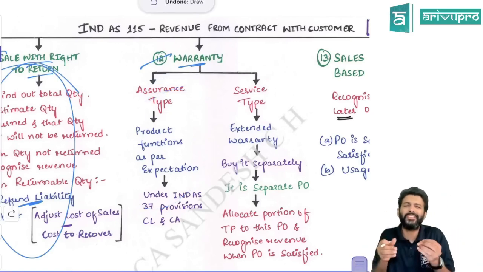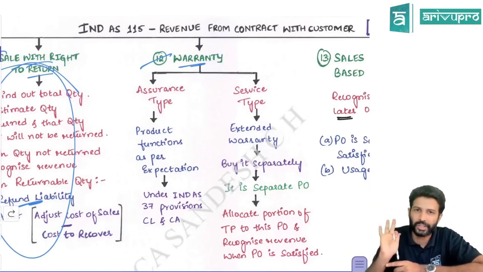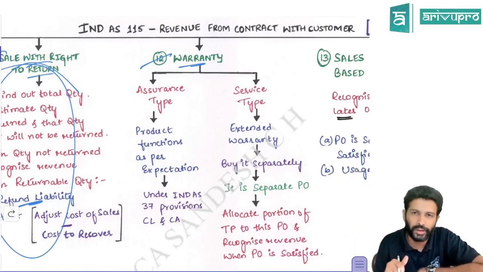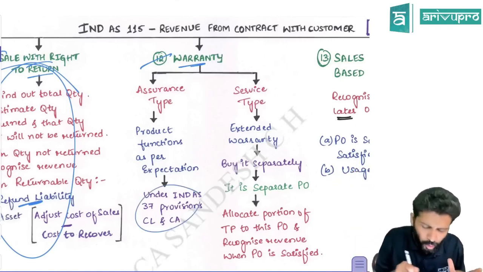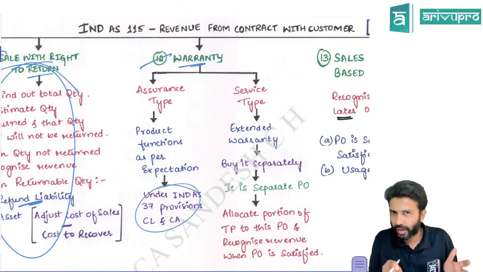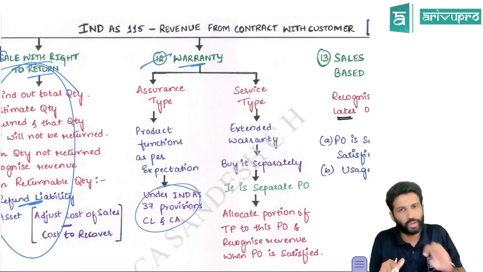Assurance type warranty simply means it's an extra assurance given that the product will perform as per the specification. Whichever way the product should work, it will work. That is what we mean by assurance type warranty. If it is an assurance type warranty, you don't have to do anything. If some provision is required on this, we'll study that in IND AS 37. So it is out of IND AS 115 scope. You don't have to do anything.